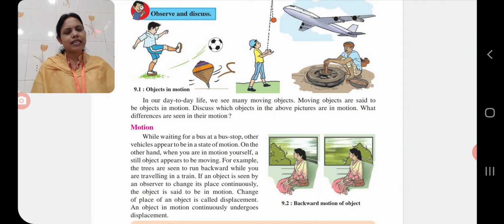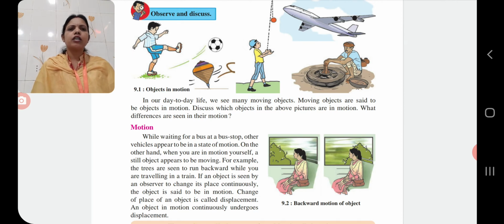So, what is going on over there? The ball is in motion, and the boy is also giving the force. Because of that, the boy is also in motion. Now, in the second picture, we see another boy throwing the ball. What happens during this? The ball is going upwards, and the hand of the boy and his body are also in motion.